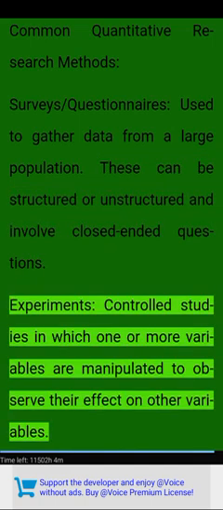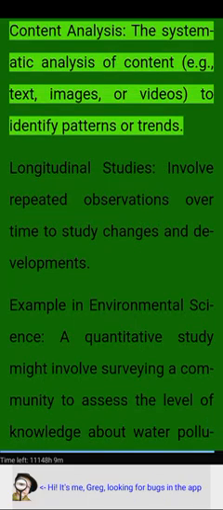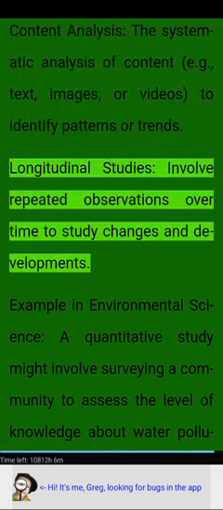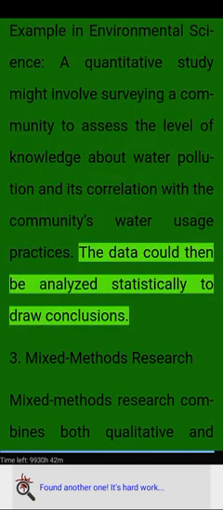Experiments. Controlled studies in which one or more variables are manipulated to observe their effect on other variables. Content analysis. The systematic analysis of content, e.g., text, images, or videos to identify patterns or trends. Longitudinal studies. Involve repeated observations over time to study changes and developments. Example in environmental science. A quantitative study might involve surveying a community to assess the level of knowledge about water pollution and its correlation with the community's water usage practices. The data could then be analyzed statistically to draw conclusions.